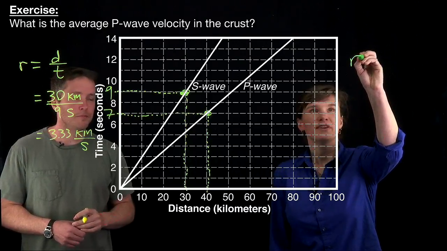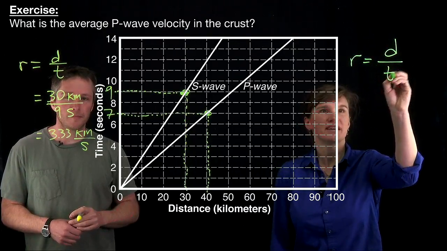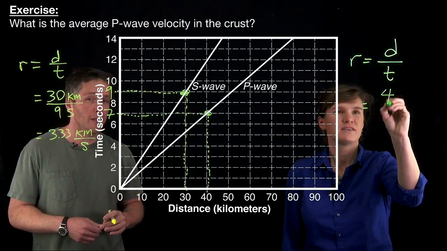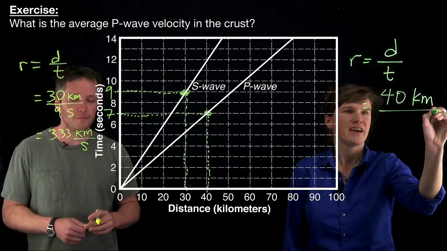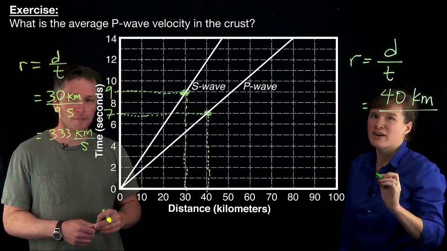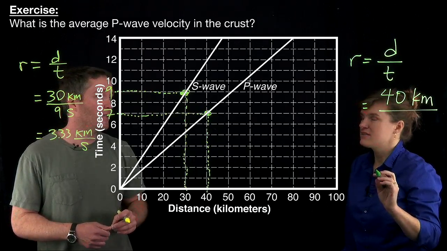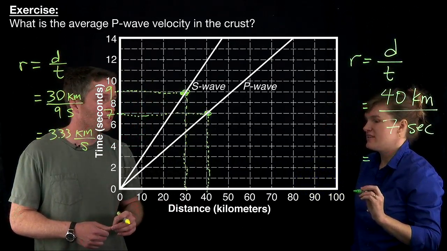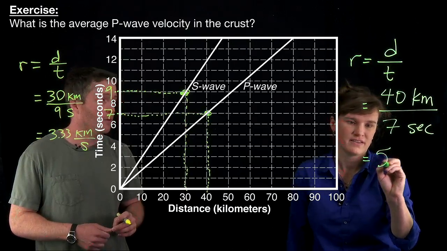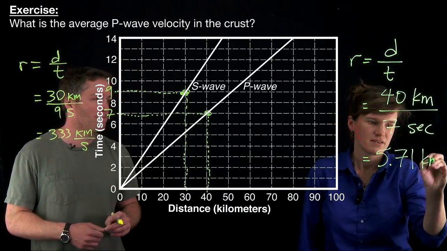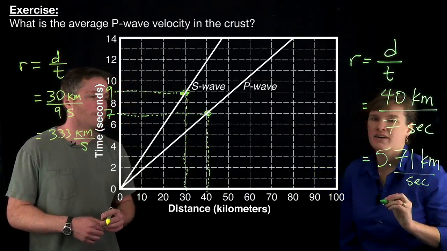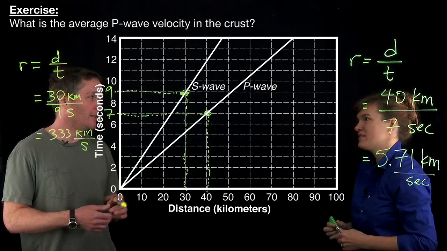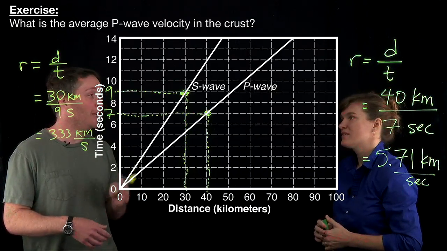Okay. So if we have rate equals distance over time, what did we find the distance to be? So the distance was 40 kilometers in this case. 40 kilometers. And what was the time it took to travel those 40 kilometers? And that, in this case, is 7 seconds. 7 seconds. Okay, so our P wave velocity comes out to 5.71 kilometers per second. Okay, so the P wave then is much faster than the S wave. Right, so this gets into which seismic waves are faster than others, and the P wave is the fastest of the seismic waves.